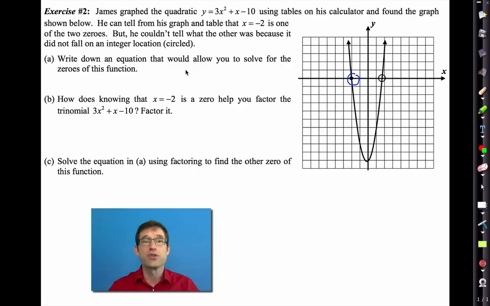Just write down an equation that would allow you to solve for the zeros of the function, right? So pause the video right now and write down an equation. Don't solve it, we'll do that later in letter C. Just write down an equation that would allow us to find those two x locations.